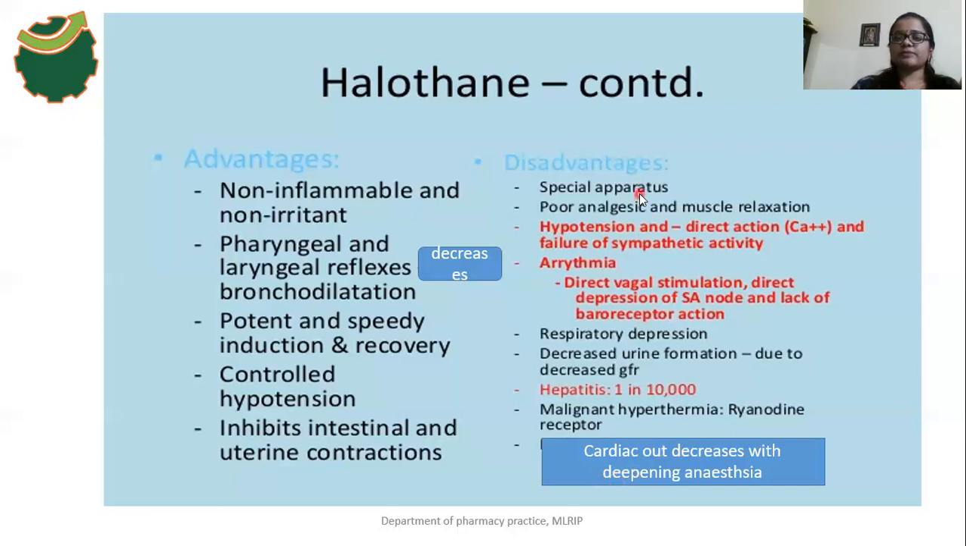So these are the major disadvantages of halothane. It requires special apparatus and it is a poor analgesic. It causes hypotension, arrhythmia, respiratory depression, decreased urine formation, hepatitis and malignant hyperthermia, and cardiac output is also decreased. So halothane has major disadvantages.